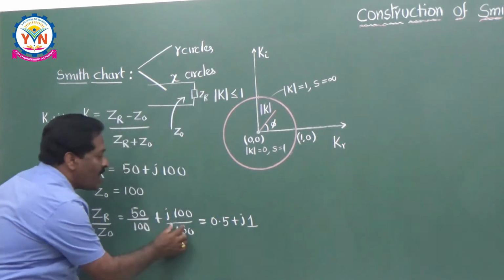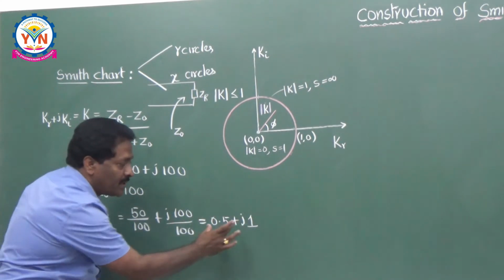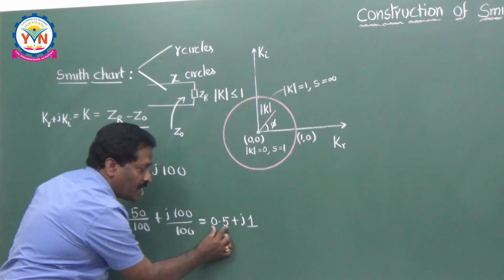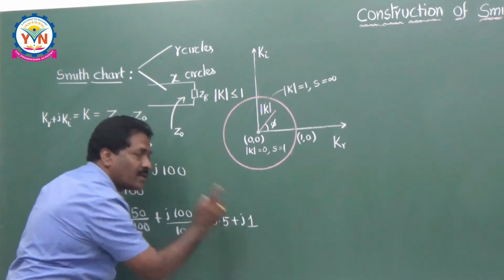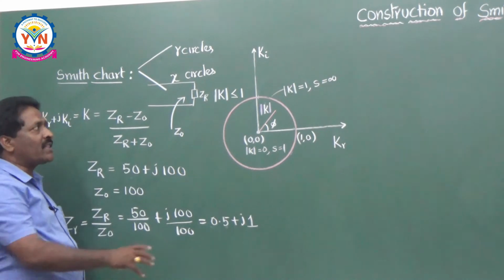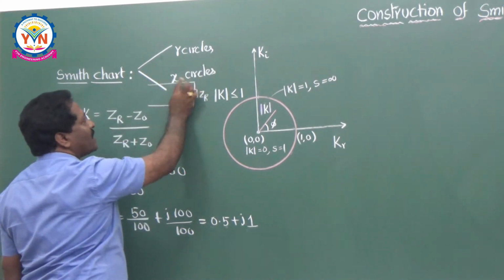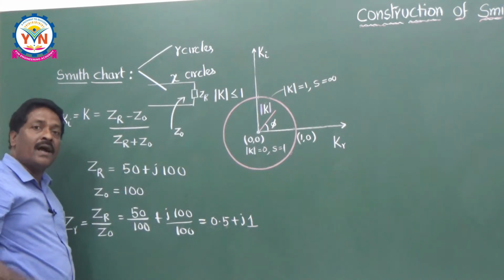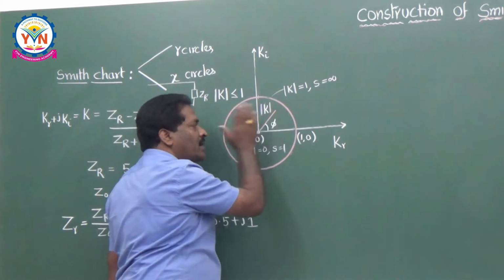And if you take this impedance, 0.5 plus j1, what does it mean? It is an intersection of a resistance circle of radius 0.5 and the reactance circle of radius 1 ohm. So that's why the Smith chart basically consists of two types of circles, R circles and X circles. And the second point is that all the values will be within this unit circle only.